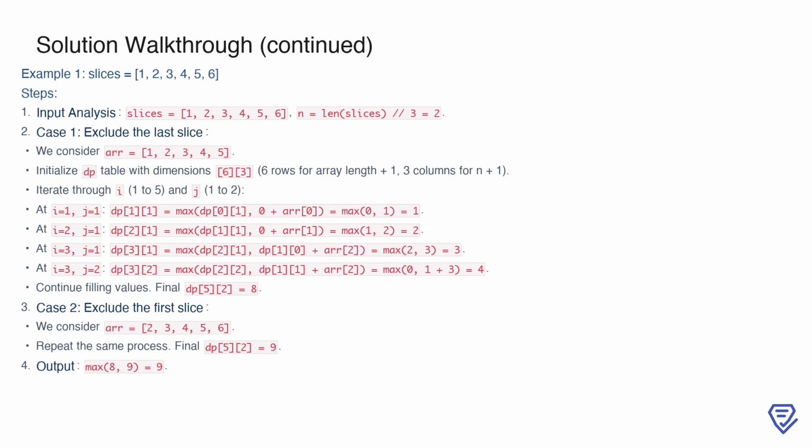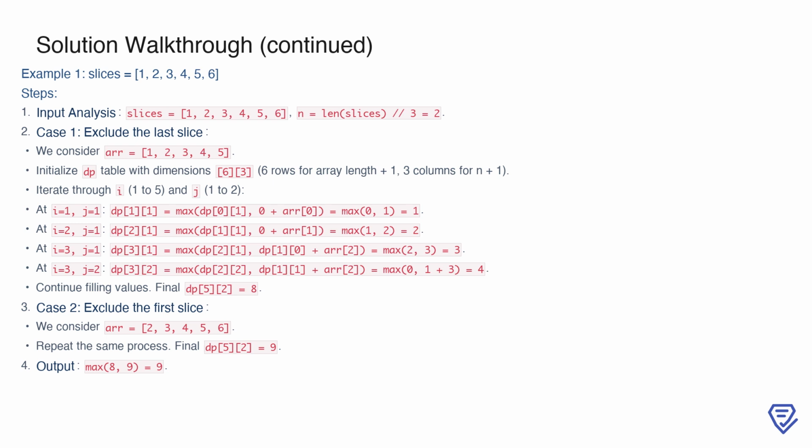For instance, at i equals 1 and j equals 1, the value is the maximum of not taking the current slice or taking it, resulting in dp[1][1] equals 1. Similarly, at i equals 3 and j equals 2, we compare excluding the current slice with the sum of the current slice and the best result from 2 steps back, yielding dp[3][2] equals 4. After filling the table, the maximum sum for this case is dp[5][2] equals 8.